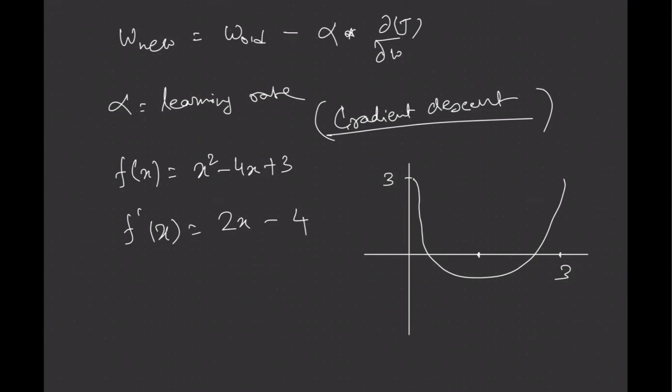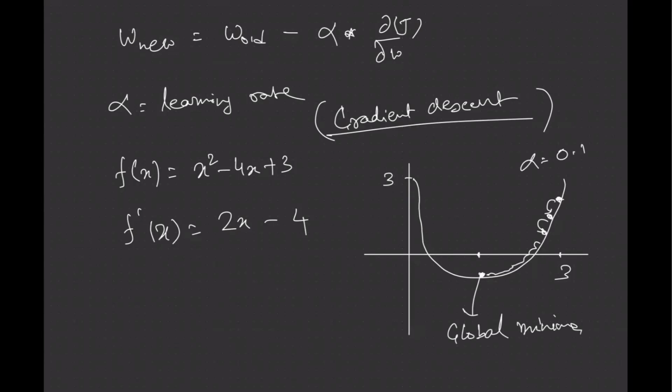Okay, so this is a quadratic function. Looks very beautiful, nice curve. f(x) = x² - 4x + 3, and f'(x) is 2x - 4. So basically, we can take a point here, and we can put alpha equal to, let's say, 0.1 or 0.2. It will find a new weight here. It will keep going here, here, here, here. So this is called gradient descent. And slowly it will reach this point. This is called the global minima.